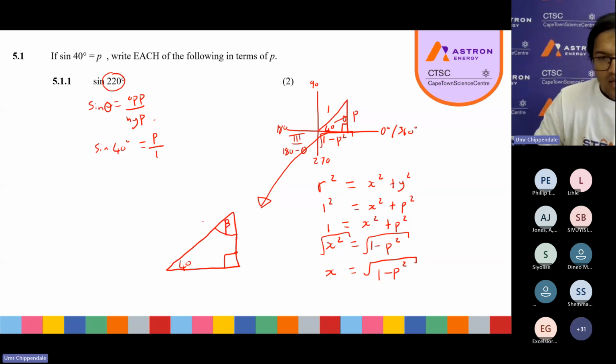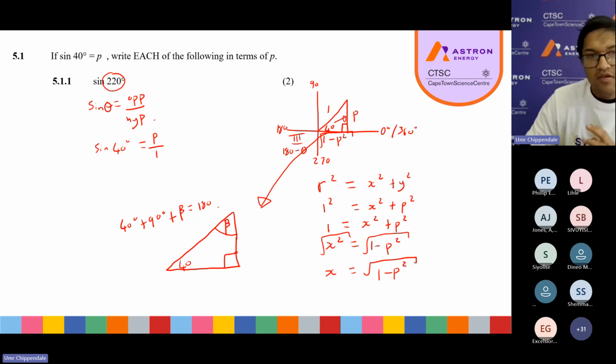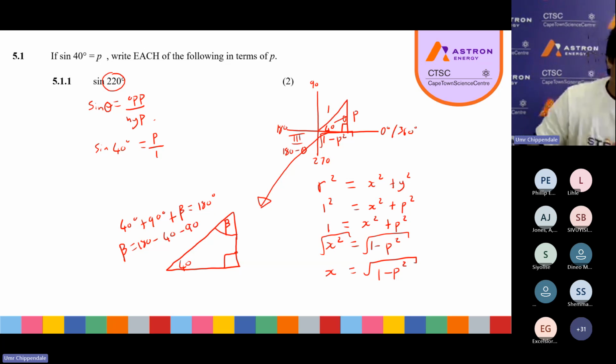So in order to calculate the angle within there, we know the sum of the angles in a triangle. So that's going to be 40 degrees plus 90 degrees plus our angle beta is all going to be equal to 180 degrees. And why is that? That's because the sum of the angles in a triangle is always equal to 180 degrees. So we make beta the subject of the formula. Beta is equal to 180 minus 40 minus 90. And if we type all of that in a calculator, we'll see that beta is equal to 50 degrees.